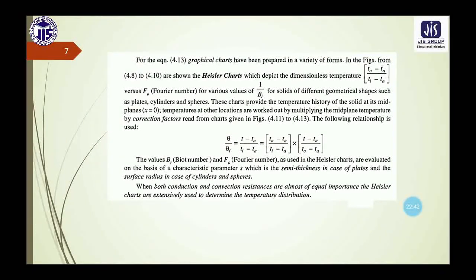Now, for this correction factor, the following relationship is given here: theta by theta i equals (T minus Ta) divided by (Ti minus Ta).